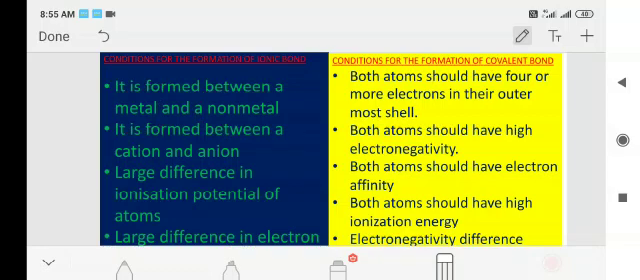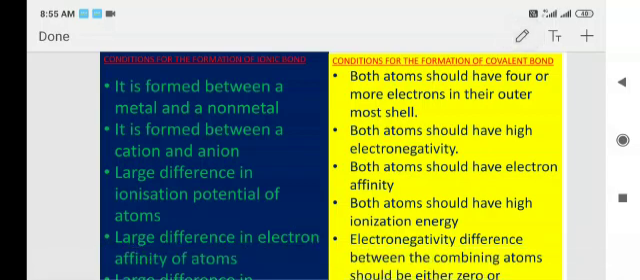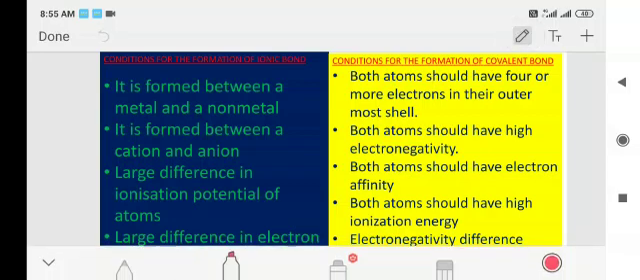And the second point, it is formed between a cation and an anion. An ionic bond is formed between a positive ion, called a cation, and a negative ion, called an anion. So an ionic bond is formed between a cation and an anion. That is the second point you need to remember.